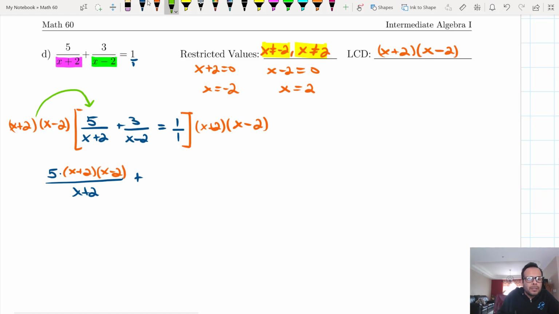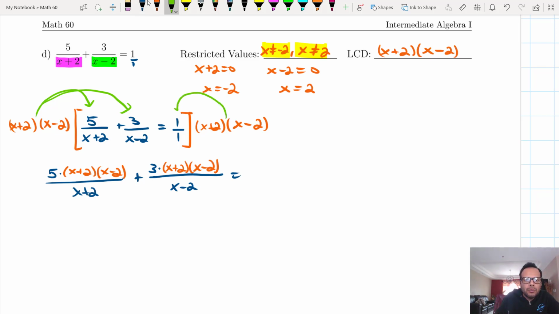Plus, let's distribute this over the second term. In this case, I'm multiplying x plus 2 times x minus 2 by 3. I'm multiplying those two factors I just highlighted in blue. Let me get rid of the highlights and let's do the distribution. That's 3 times x plus 2 times x minus 2, and then divide that by the quantity x minus 2 equals, let's go to the right hand side.